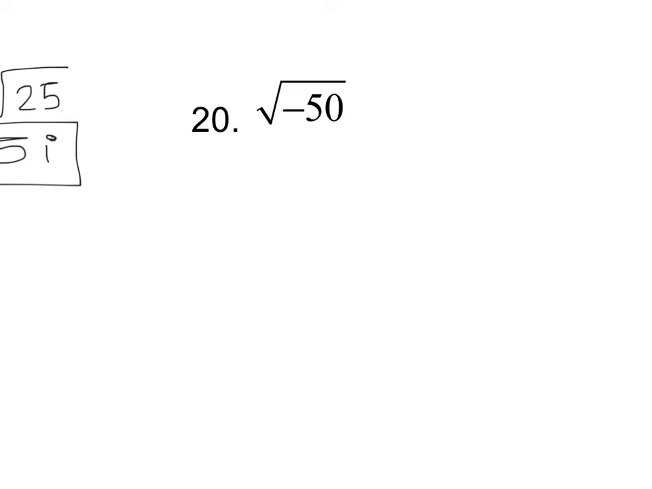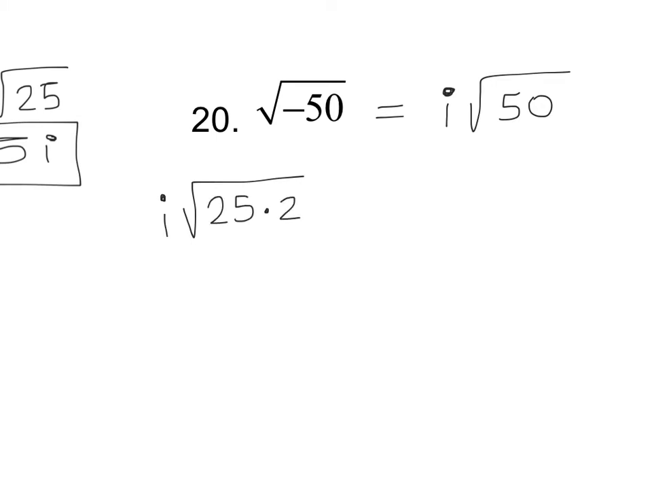20. Let's look at 50. Again, since I have a negative under the radical, I can put an i to get rid of the negative, so it's i square root of 50. Now, can I think of two numbers that multiply to give me 50 where one of them is a perfect square? I can think of 25 times 2 is 50. Now, square root of 25 is a whole number. It's a 5. So I put 5i. However, square root of 2 is not a whole number, so it stays inside the radical. So this is one way to think about it.